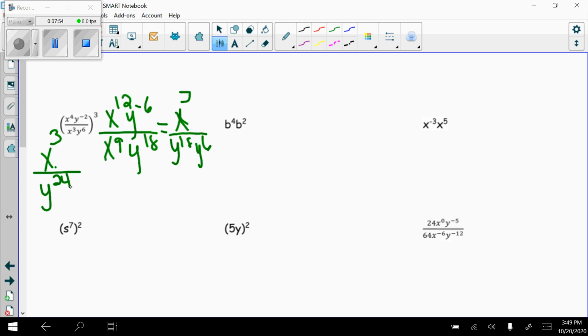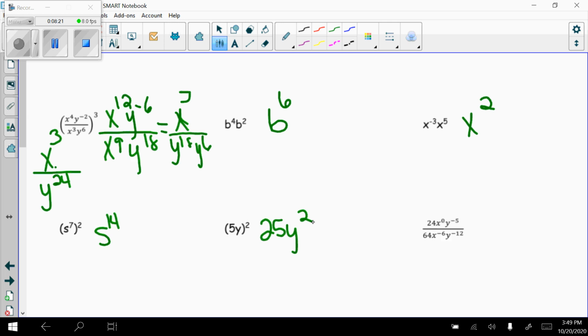A to the 4th times b squared, I add my exponents, so 4 plus 2, b to the 6th. X to the negative 3, x to the 5th, I add my exponents, negative 3 plus 5, x squared. S to the 7th, all of that quantity squared, I multiply my exponents, so s to the 14th. Here I have to square everything inside, so 5 squared gets me 25, y squared.